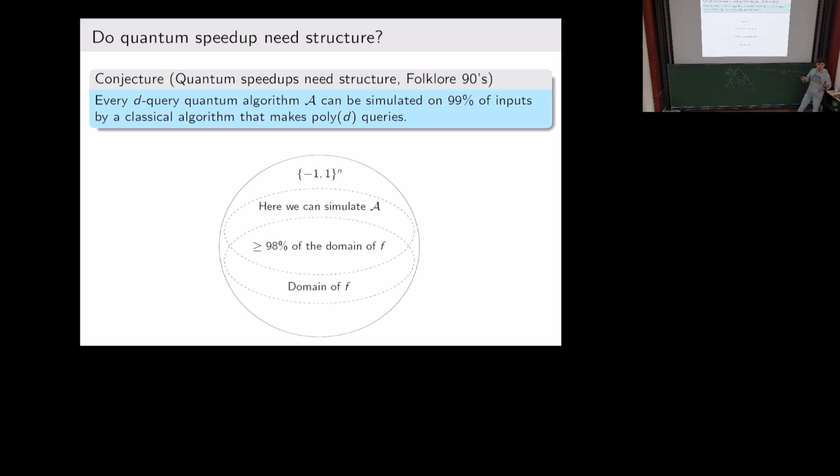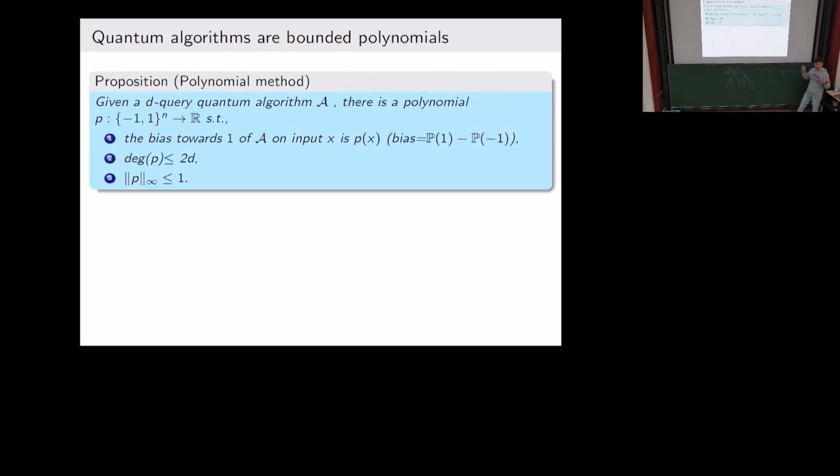But from now on, we are just going to forget about quantum and talk about polynomials and analysis on the Boolean cube. We can do that because of a result that is more than 20 years old, which says that quantum algorithms are polynomials, meaning that every quantum algorithm can be captured by a polynomial that has degree at most 2D and is bounded in the infinity norm by 1.